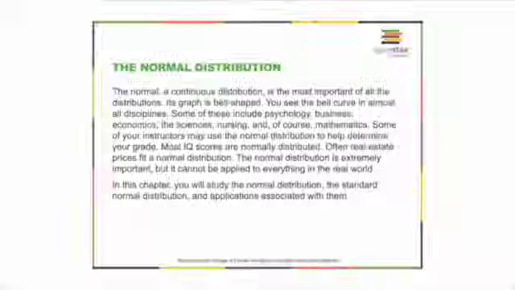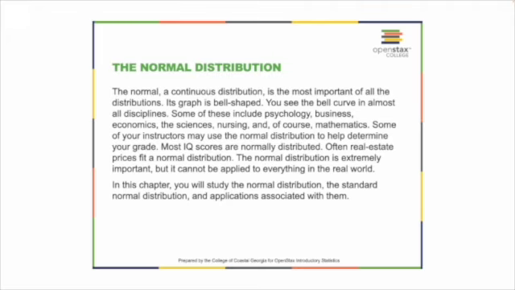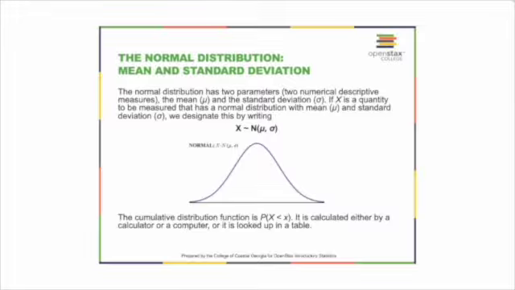In this chapter, you will study the normal distribution, the standard normal distribution, and applications associated with them. The normal distribution uses the mean and standard deviation as parameters. If X is a quantity to be measured that has a normal distribution with a mean, for which we use the Greek letter mu, and a standard deviation, for which we use the Greek letter lowercase sigma, we designate this by writing that capital X is a random variable such that it fits a normal distribution with a mean of mu and a standard deviation of sigma. The cumulative distribution function finds the probability that X is less than some value. It's either calculated by computer, a calculator, or it's looked up in a table.